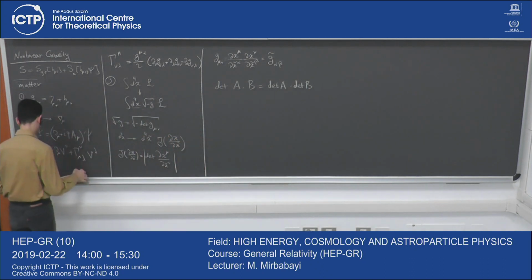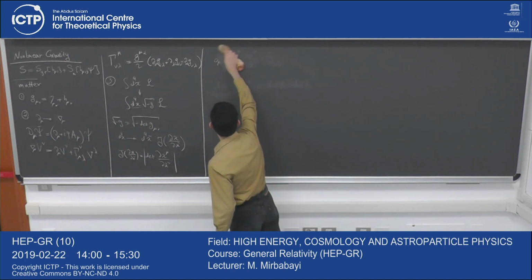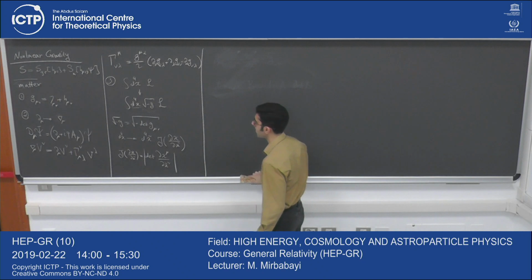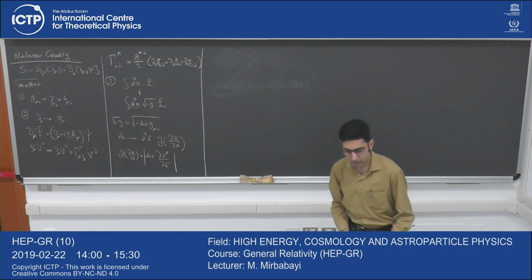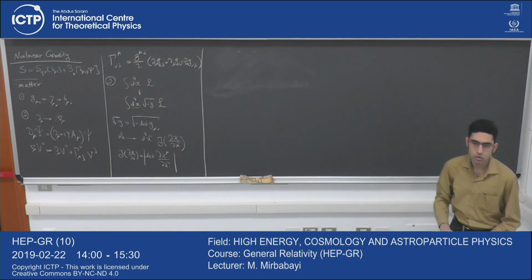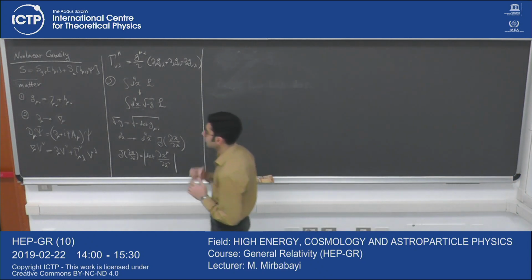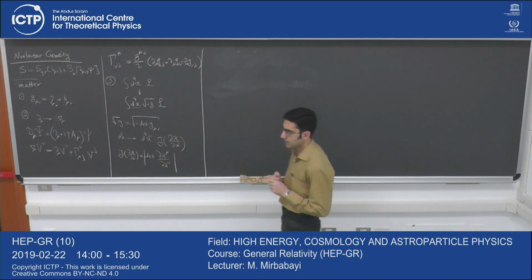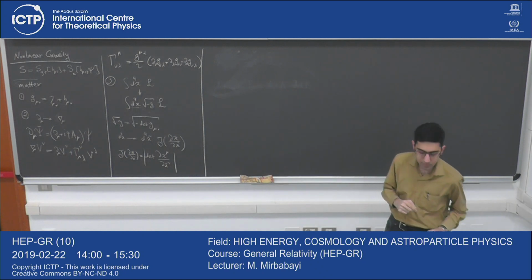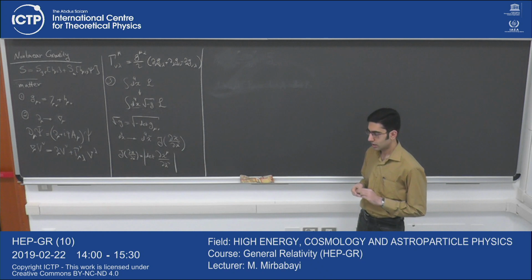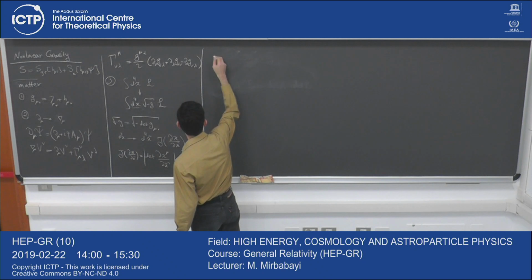Okay, so these are basically all of the rules. So we are basically done with the construction of a generally covariant matter action. And then we can proceed to the gravitational part. But before that, one observation to make is to derive some covariantly conserved energy momentum tensor.